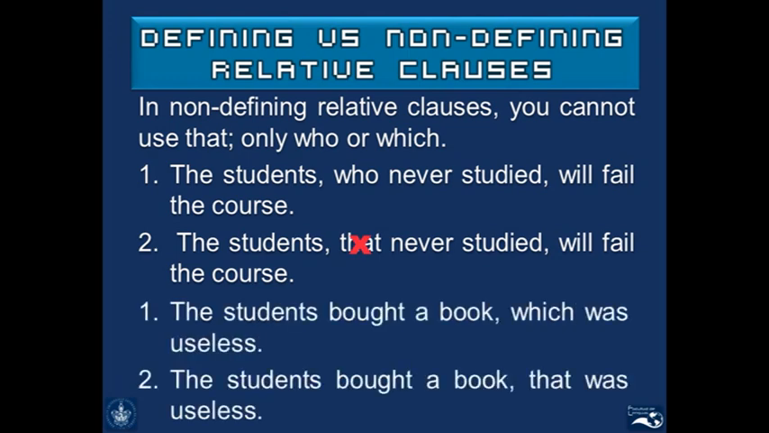Now, another example will be the students bought a book, which was useless, but we cannot say the students bought a book, that was useless. Okay? So this is ungrammatical. This is a non-defining relative clause, and we can only use the formal pronouns who or which.